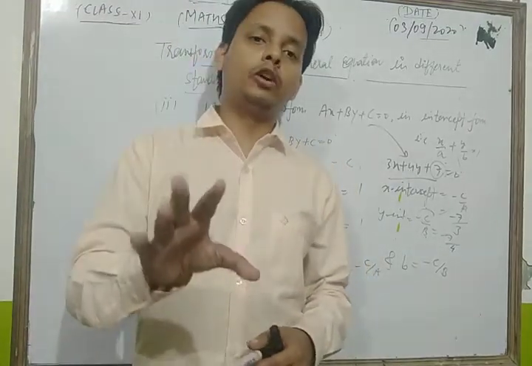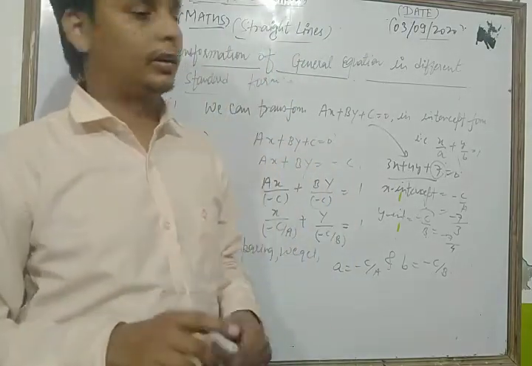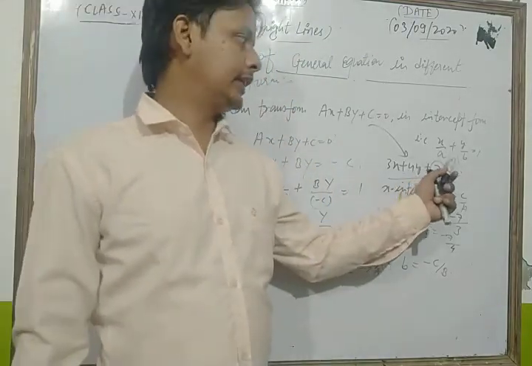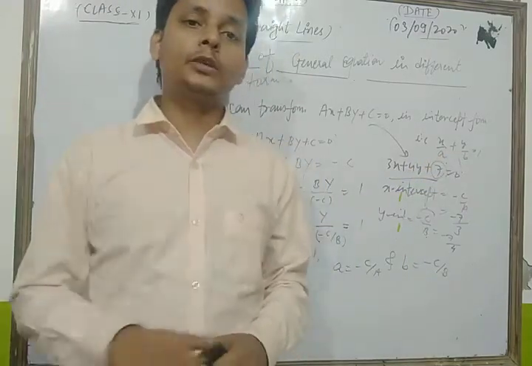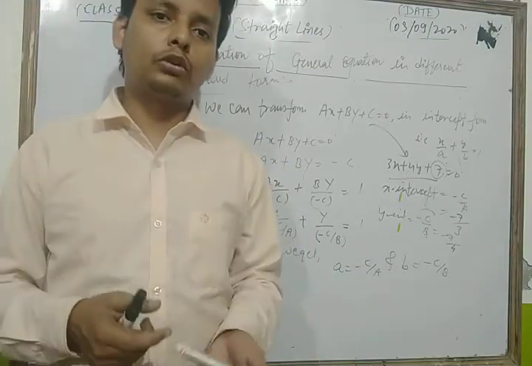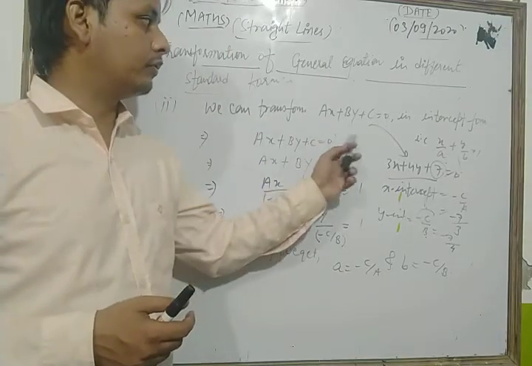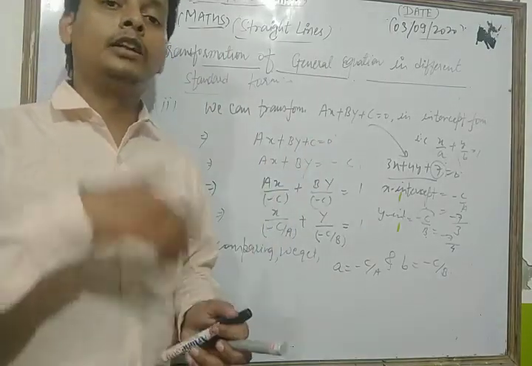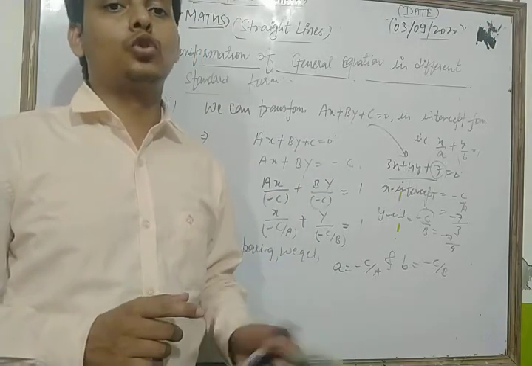And intercept form and slope intercept form, you all know very well. You know that the equation of a line in intercept form is x upon a plus y upon b is equal to 1, and in slope intercept form it is y is equal to mx plus c. In this way we discussed both types of equation of a line, and we discussed the transformation of that equation of a line into intercept form as well as slope intercept form.